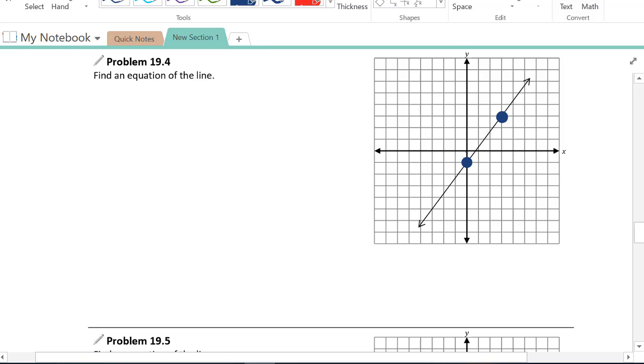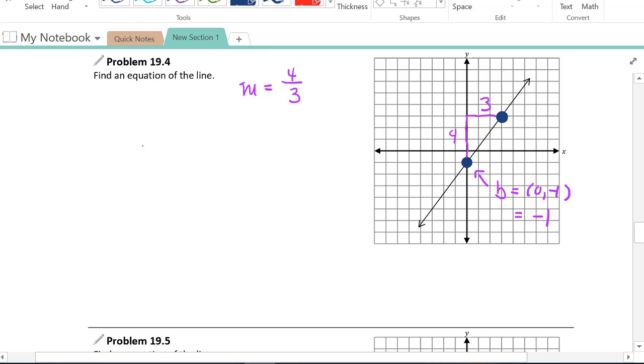Remember, you always go up or down first. So I'm going to go up 1, 2, 3, 4. So I actually went up 4. And then I'm going to go to the right 1, 2, 3. I went right 3. So there's my slope. My slope is positive 4 over 3 because I went to the right and I went up. Remember, you always go up or down first. And then what's my y-intercept? That is b equals negative 1, or (0, -1).